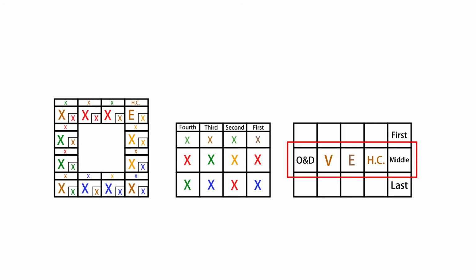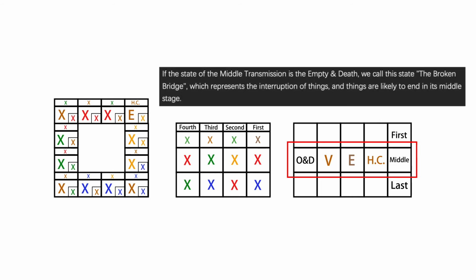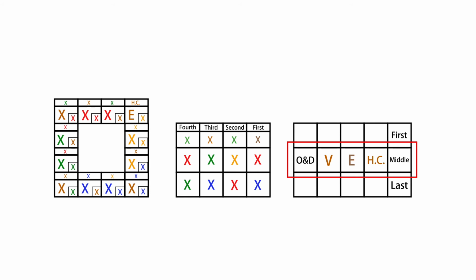The middle transmission represents the middle stage, the middle part, the middle person. If the state of the middle transmission is empty and death, we call this state the broken bridge, which represents the interruption of things, and things are likely to end in their middle stage. We can determine if things are going in our favor in the intermediate stage based on the state of the middle transmission.